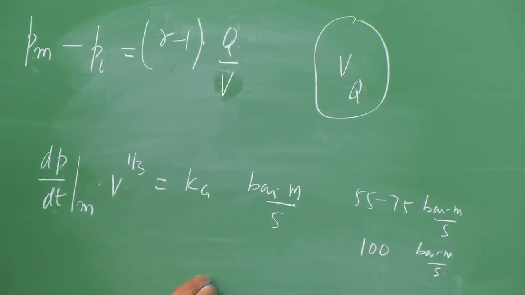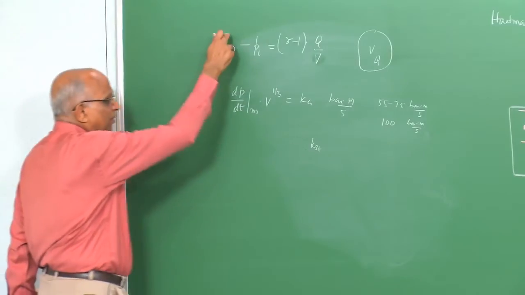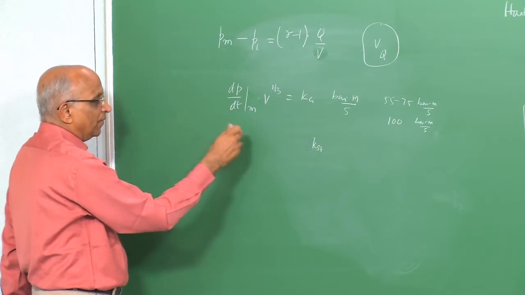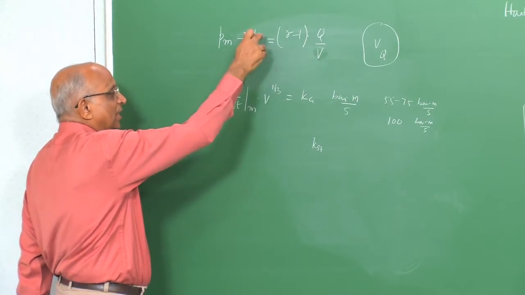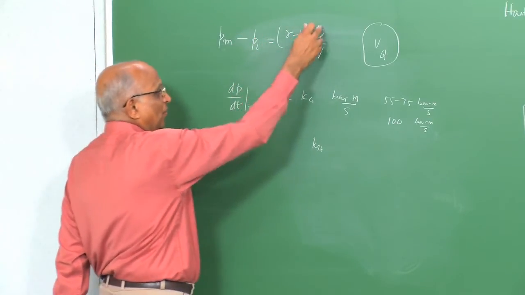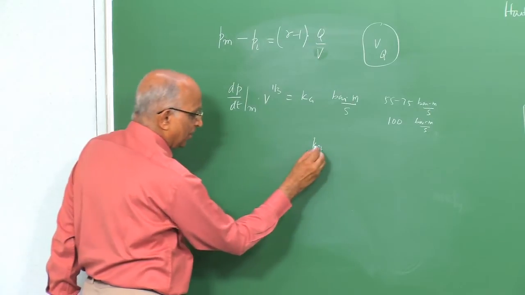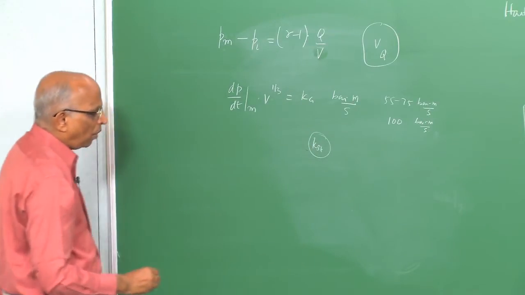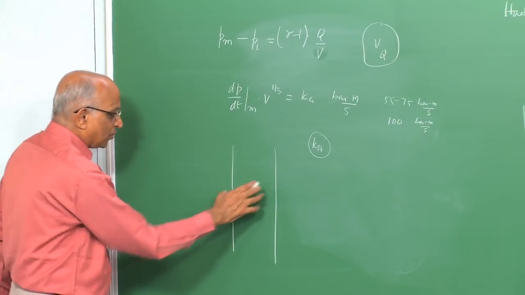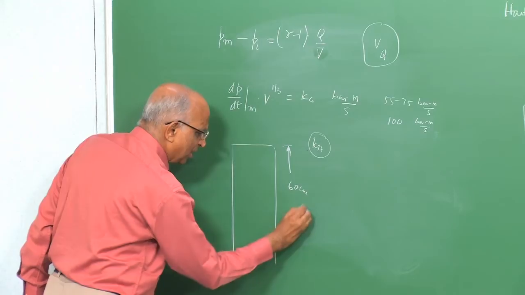For dust mixtures, we would be interested in KST and the maximum pressure. Such maximum pressure and dP by dT are difficult to calculate. For gases, we calculated the internal energy of formation, the value of Q, and V. Unfortunately for the dust mixture, it is a little more difficult. Again, what we do is use the Hartmann tube. In this case, it's made of solid material, and the dimension is a little smaller, of the order of 60 centimeters in length.